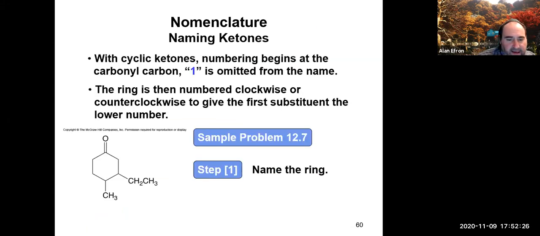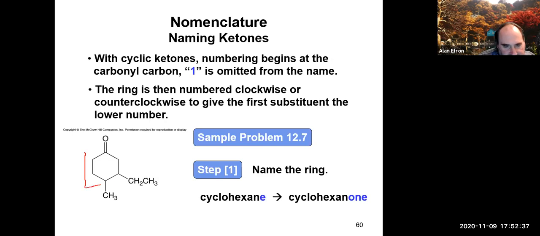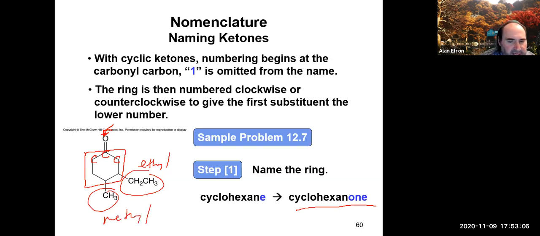Now, if we have a ketone in a ring type structure, we do a very similar thing to what we've done before. So really this here is cyclohexane. Again, this up here is our ketone group. And in case you can't see it, that's a carbon, and that's a carbon. So that is 3 carbons in a row with the oxygen double bond on the center carbon. And that became cyclohexanone. And then obviously we have an ethyl group that's there. And we also have a methyl group where we need to give some locations.